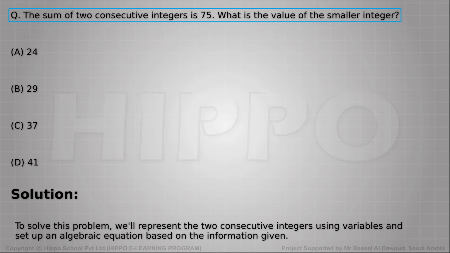It's a word problem, which means our first job is to translate the sentence into a math equation. The question states, the sum of two consecutive integers is 75. What is the value of the smaller integer? Let's break it down step by step.